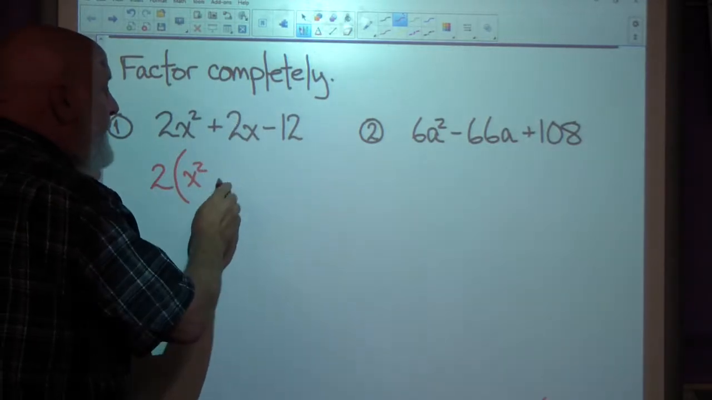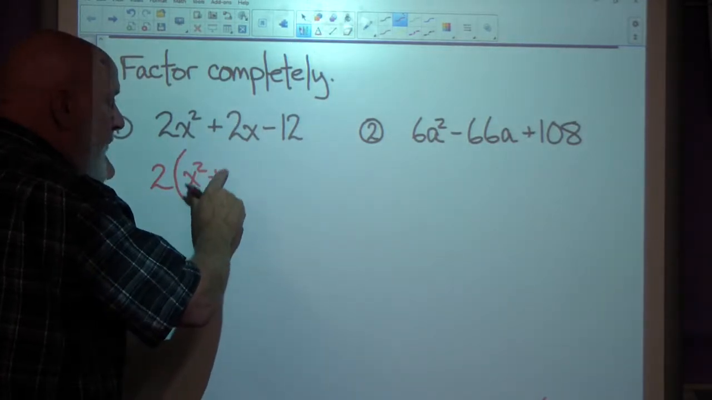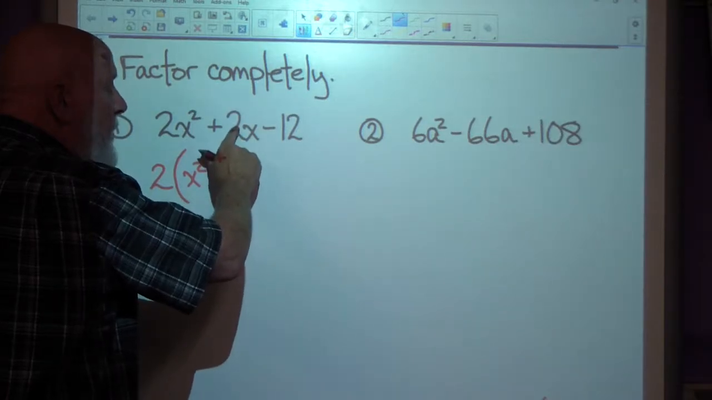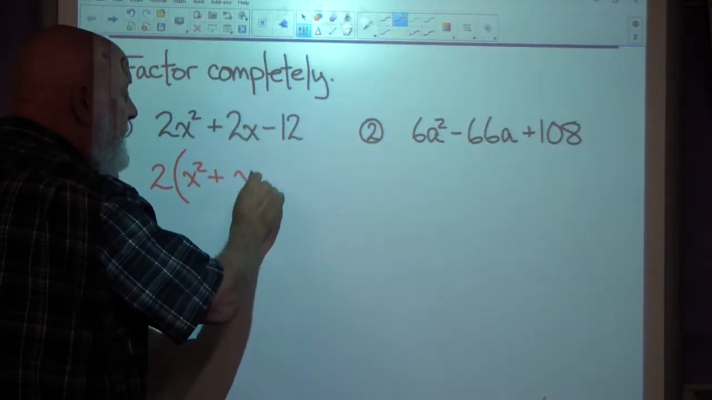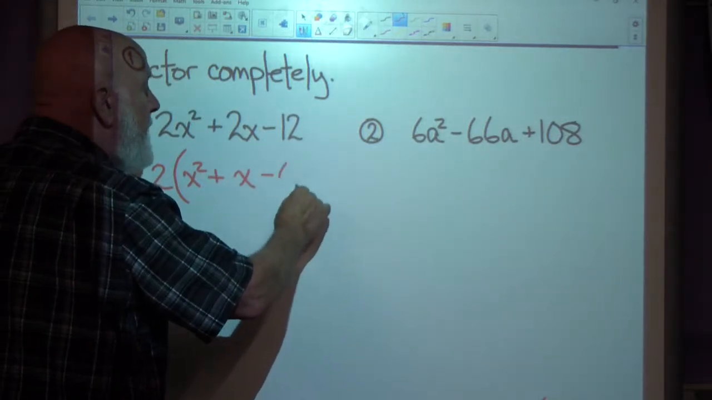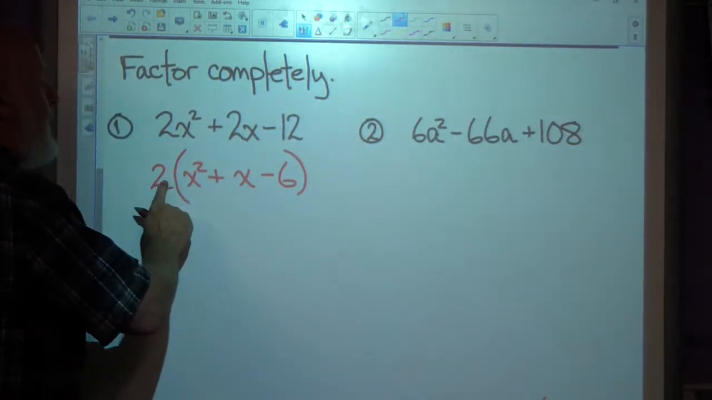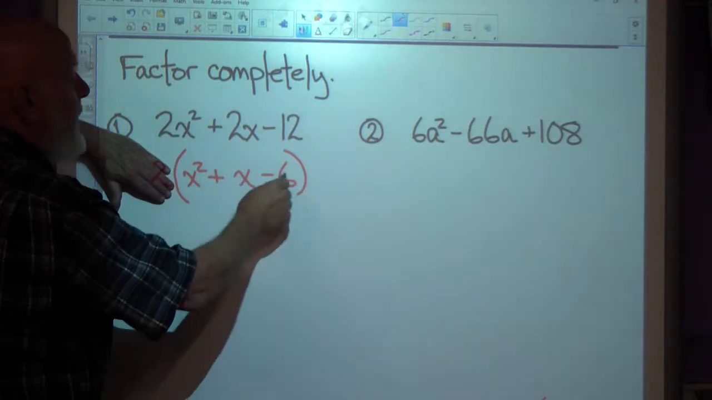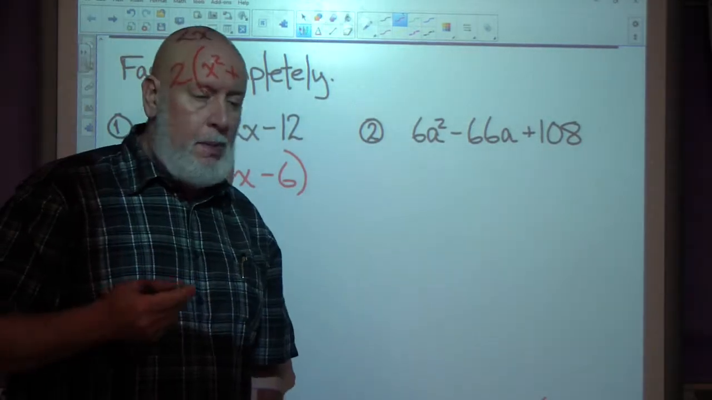If I divide this by 2, don't forget to bring your plus sign down. If I divide this by 2, it turns into 1, and 1 times x is x. And if I divide this by 2, it turns into -6. Now I've got a quadratic trinomial that's very similar to what we've factored in the past.